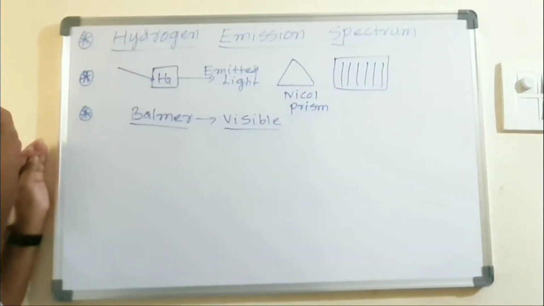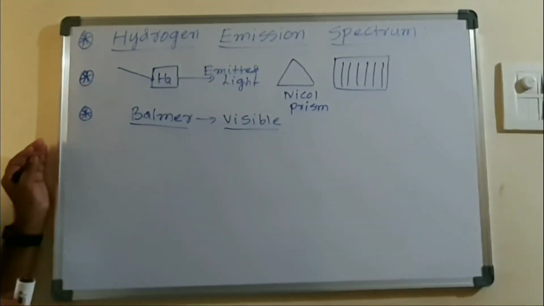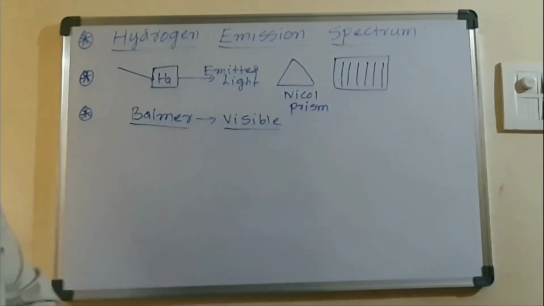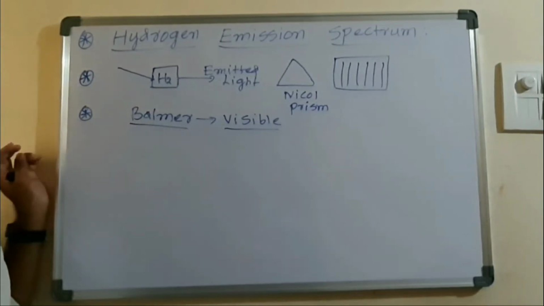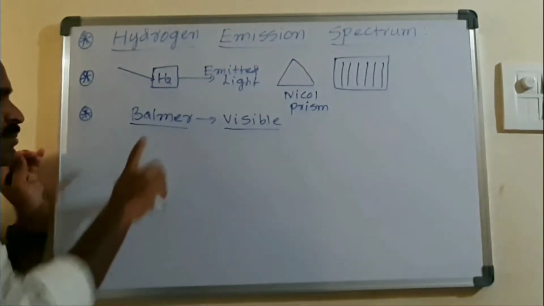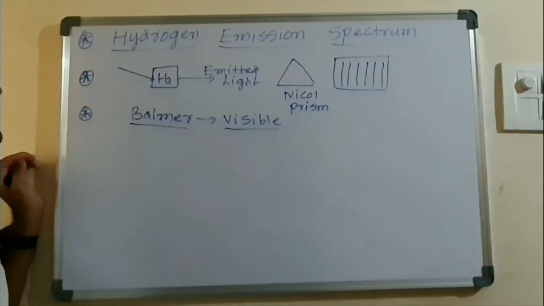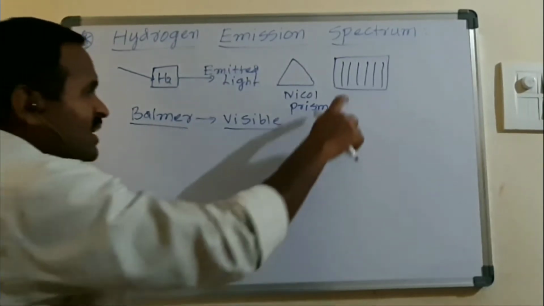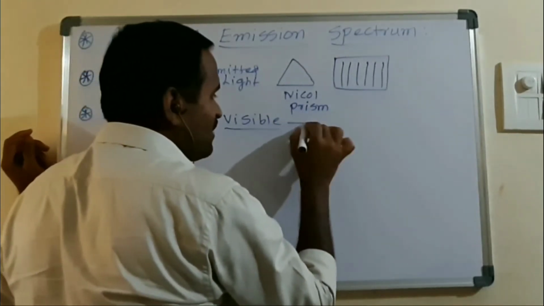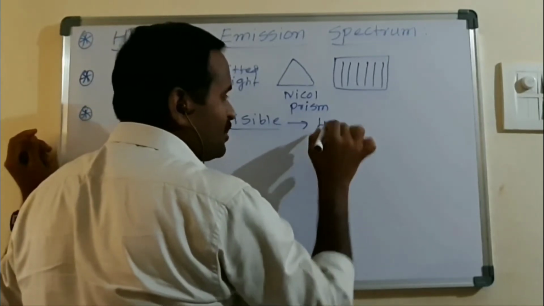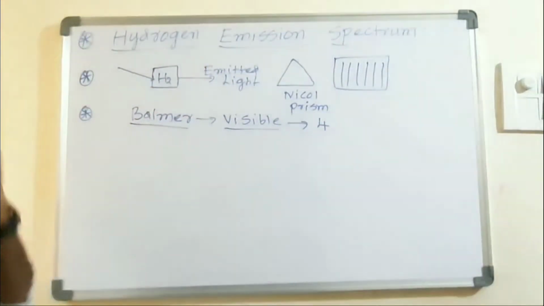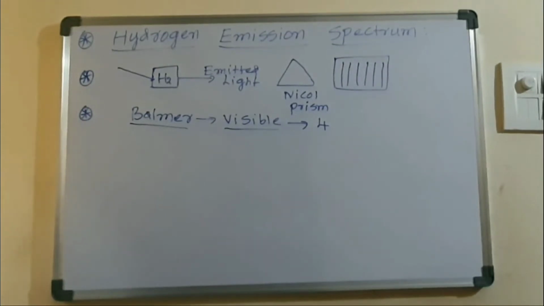In the electromagnetic spectrum, there are different kinds of electromagnetic radiations. Among these, the visible range is the one that we can see with our naked eye, which has different colors. Balmer found that in this hydrogen emission spectrum there are mainly four spectral lines in the visible range of radiation, with four different colors.